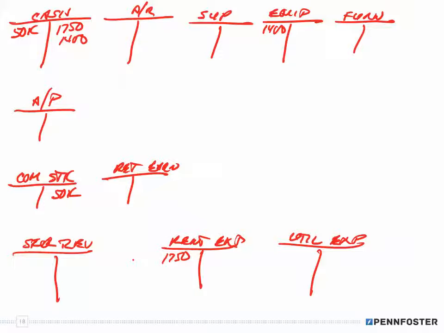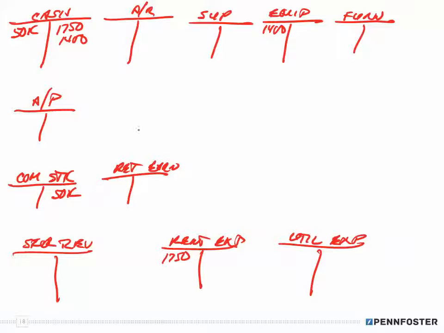Now again, if I pause and take a look, if I add up my debits, I have 50,000 here, 1,400 here, and 1,750 here. And then if I look at my credits, I have 1,750, 1,400, and 50,000. So you can see my debits still equal my credits.